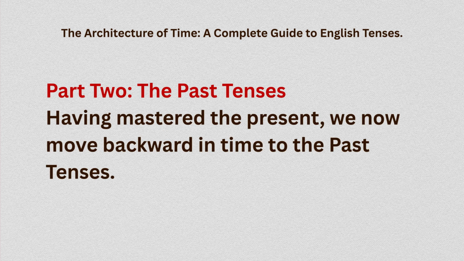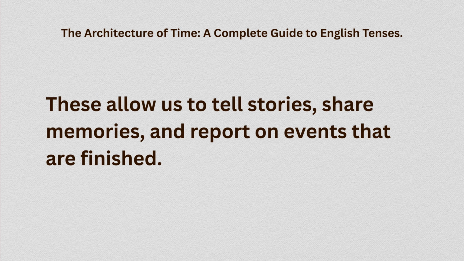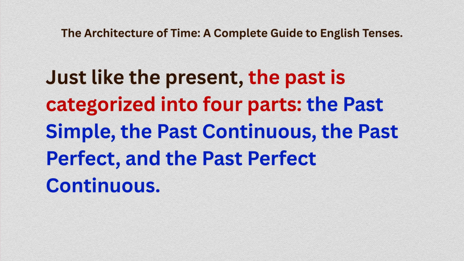Part 2. The past tenses. Having mastered the present, we now move backward in time to the past tenses. These allow us to tell stories, share memories, and report on events that are finished. Just like the present, the past is categorized into 4 parts: the past simple, the past continuous, the past perfect, and the past perfect continuous.